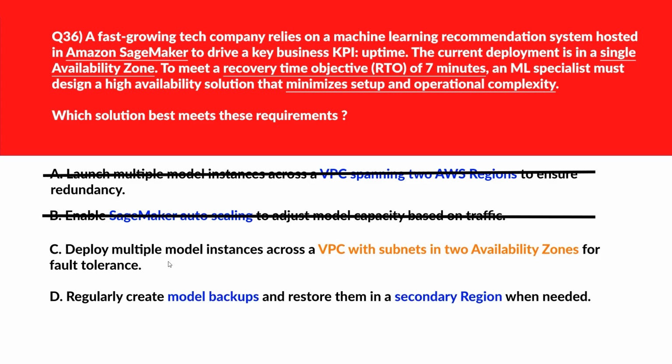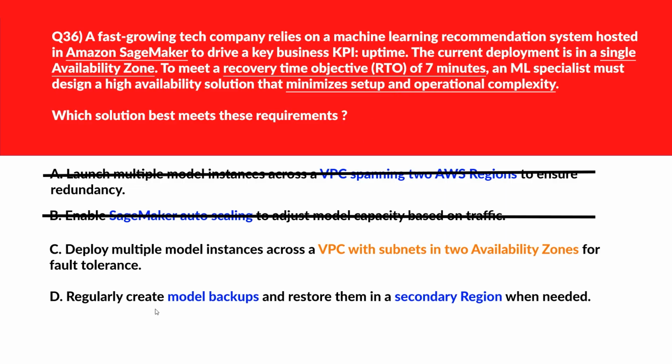C says deploy multiple model instances across a VPC with subnets in 2 availability zones for fault tolerance. Deploying across multiple subnets in different availability zones ensures high availability and meets the RTO requirement without cross-region complexity. We'll keep it. We'll move to option D.